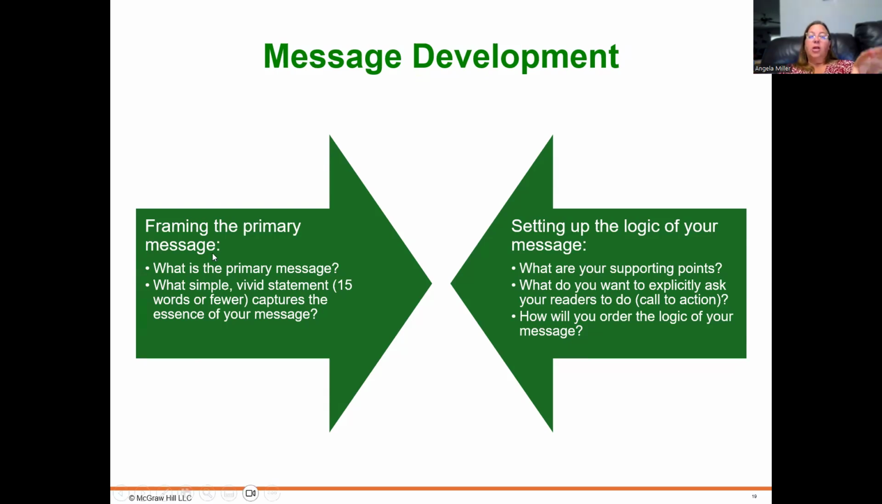That's what this is saying. You want to frame your main idea or your main message into something that can be very simple to understand. Then you're going to set up the logic of your message. So, what is your supporting evidence? What do you want to explicitly ask your readers to do? What is the action that you want them to take? And then how will you order the logic of your message?